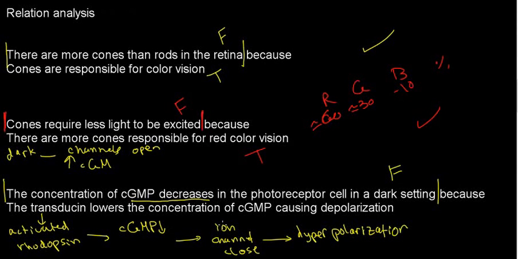So transducin lowers the concentration of cGMP, that is correct, causing the ion channels to close, and depolarization, that would be incorrect, because we know that depolarization is when positive charges go inside. And at this point, they're not going inside, so I have to fix this and write causing hyperpolarization. I'm going to read this again and see if it makes sense to me. The transducin lowers the concentration of cGMP, causing hyperpolarization. Now it makes sense to me. So obviously I'm going to mark a false here.